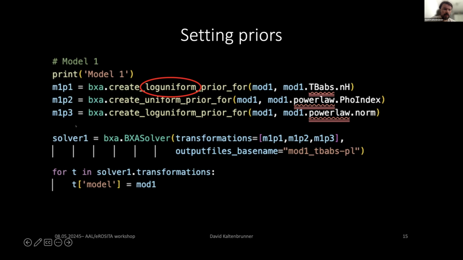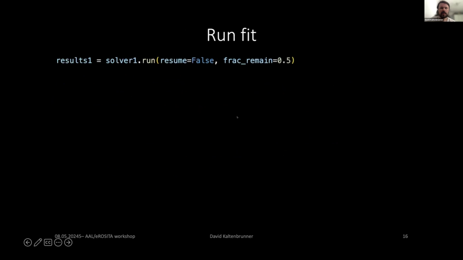Then what we need to do is to define a solver, which basically tells BXA which parameters or which priors it should use, and also where to put all the results. And as soon as we have this, we can run the fit and get the results.